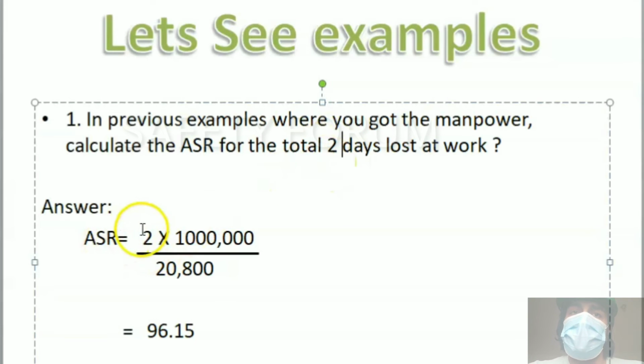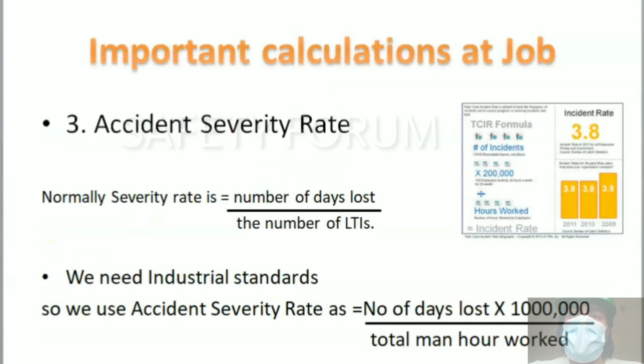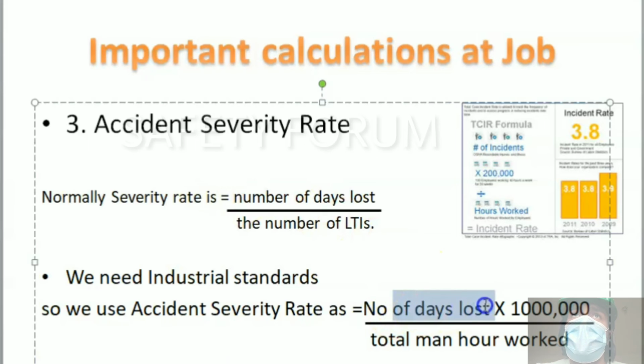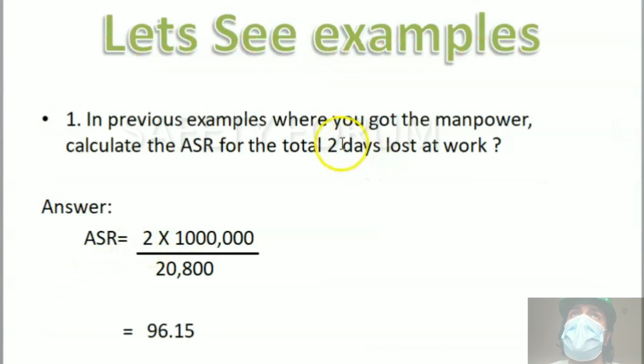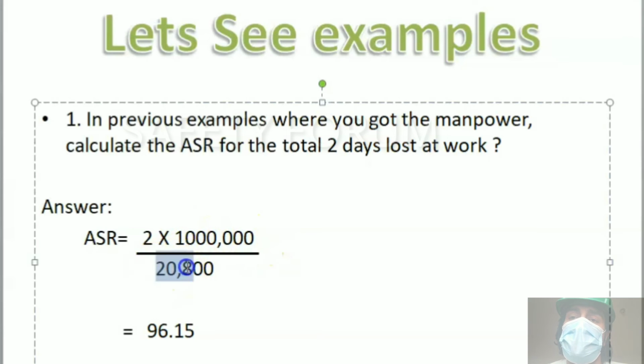So as per the formula we have seen, it is the number of days lost multiplied by 10 raised to 6 divided by the total man hours worked. So the number of days lost is 2, into 1 million, divided by the total man hours which we have calculated in our earlier slides. When you put it there, it will be 96.15 as the accident severity rate.